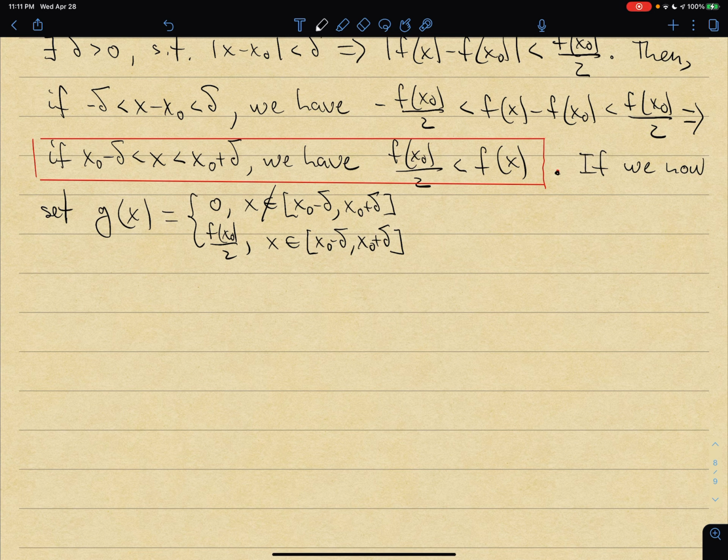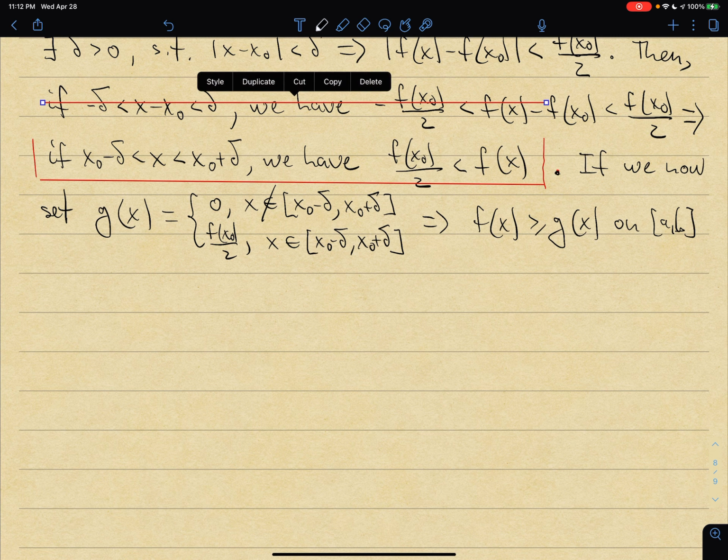So what can we say about the function g of x? Well, when g of x is equal to 0, f of x, we assumed, is greater or equal than 0. So f of x is greater or equal than g of x on this interval. And when x is between x0 minus delta and x0 plus delta, then we know that f of x is bigger than f of x0 over 2. So in that interval, f of x is also greater than g of x. So then f of x is greater or equal than g of x on the entire interval AB. And f is an integrable function. And it's easy to show that g is also an integrable function. I'm not going to do it, but it's easy to see that it is going to be integrable.